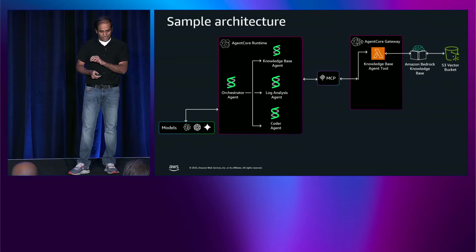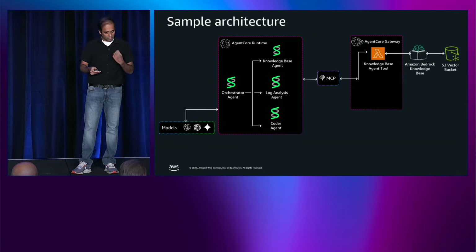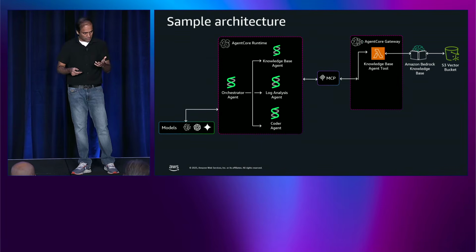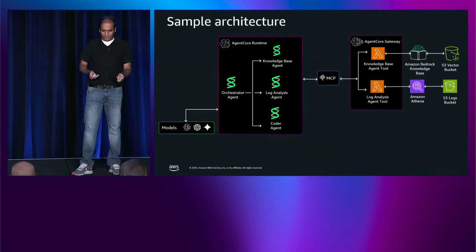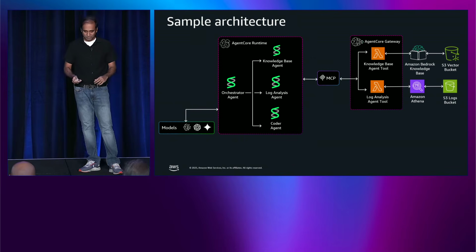And assuming that the orchestrator agent did not get a meaty answer for this particular request from this particular sub-agent, that is the knowledge base agent, then it would invoke the log analysis agent, which in turn is configured to pull the data from the S3 bucket, which has the application logs, where we have all the tenant-specific application logs.